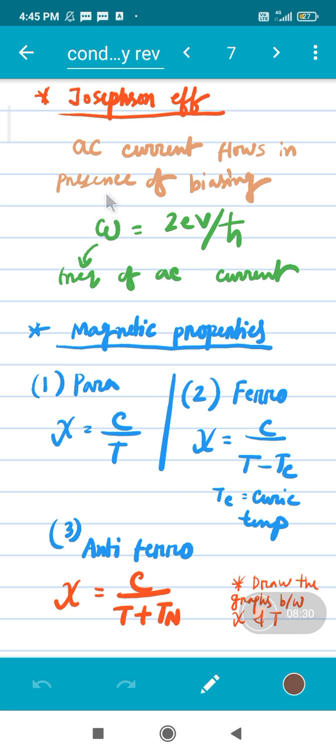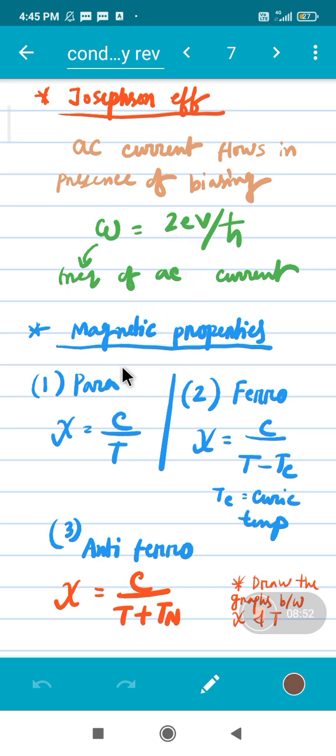Next I will go to the Josephson effect. The Josephson effect is basically an AC current that flows in the presence of biasing, where a superconductor junction is there. So here the frequency of the AC current is given by this formula: 2eV by h cross.